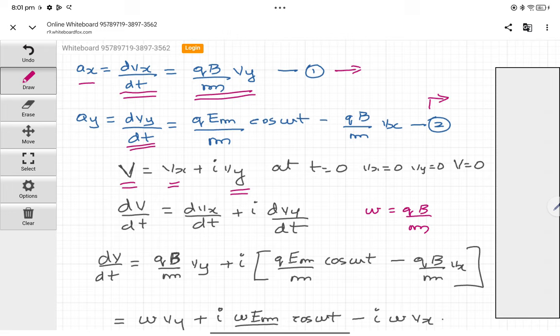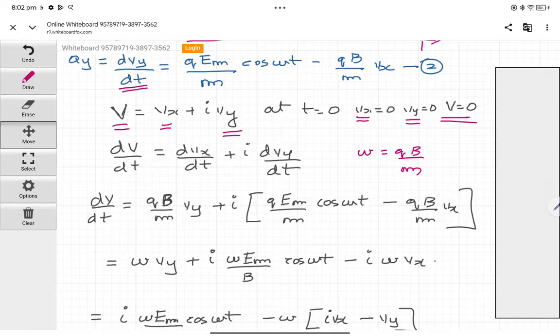Okay, and we know that at t equal to 0, the particle is initially at the origin and is released at rest. Therefore Vx is equal to 0 and Vy is equal to 0, so the complex function V will also be 0, right? Then we go further. So you take a derivative, okay?